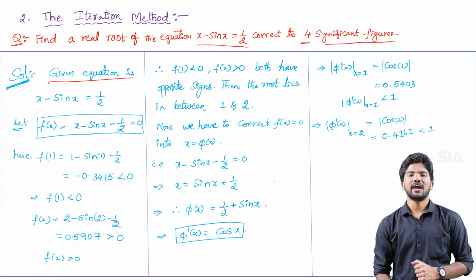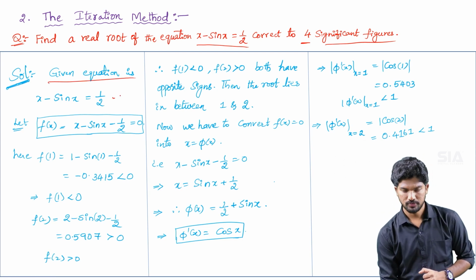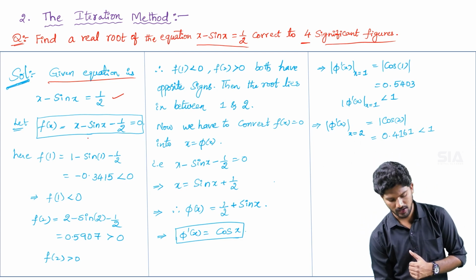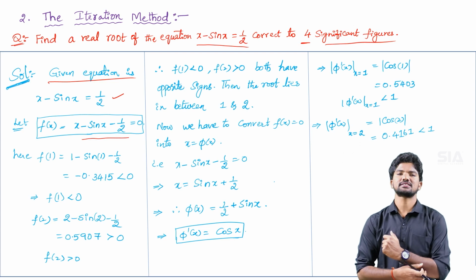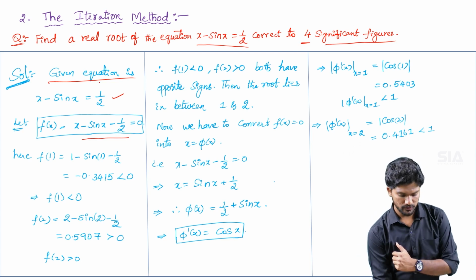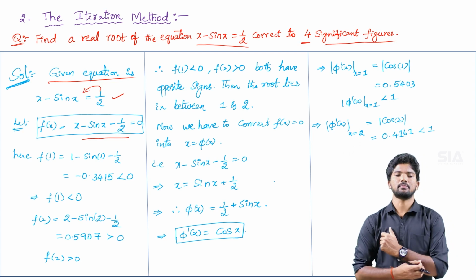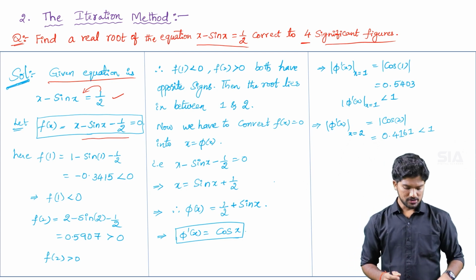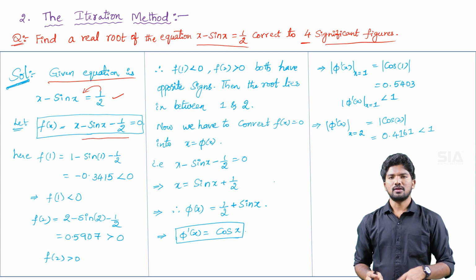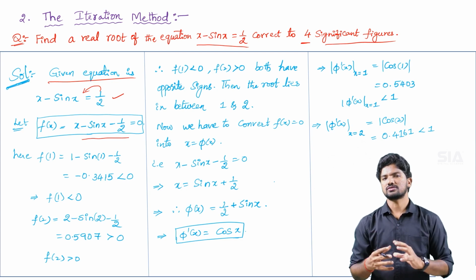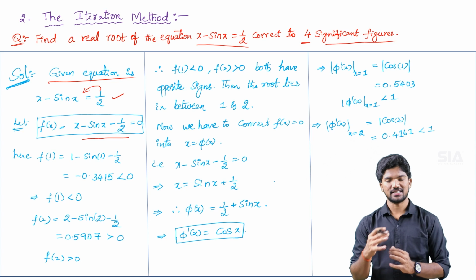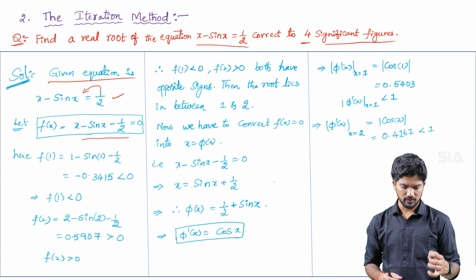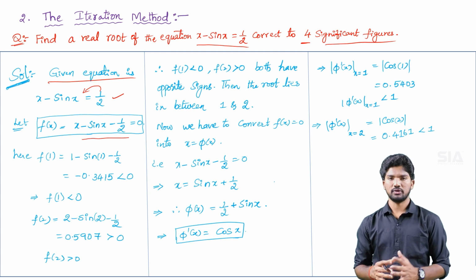Given equation is x minus sin x is equal to 1 by 2. Now let me take f of x is equal to x minus sin x minus 1 by 2, equal to 0, by sending 1 by 2 to the LHS. In the statement of the problem, the values a, b are not mentioned. So by using the trial and error method, we are finding those values. First, if you substitute f of 0, you will get a negative value, minus 1 by 2.